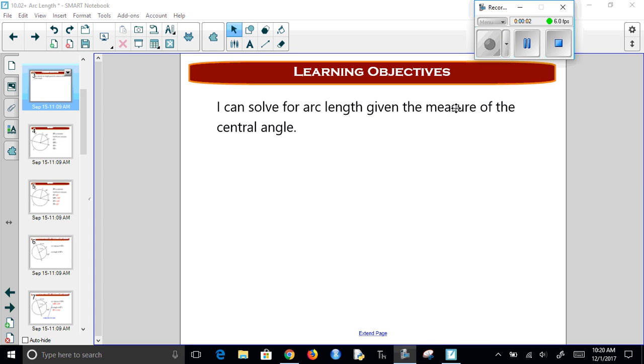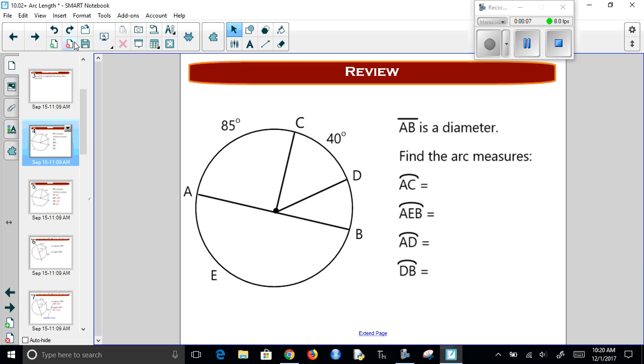Hello, today we're going to look at arc length. Before we do that, we're going to look at something else called arc measure. To find arc measure, that's how many degrees this outside of the circle would be. So that would be 85 degrees. AEB, it says, is a diameter, so this would be 180 degrees.